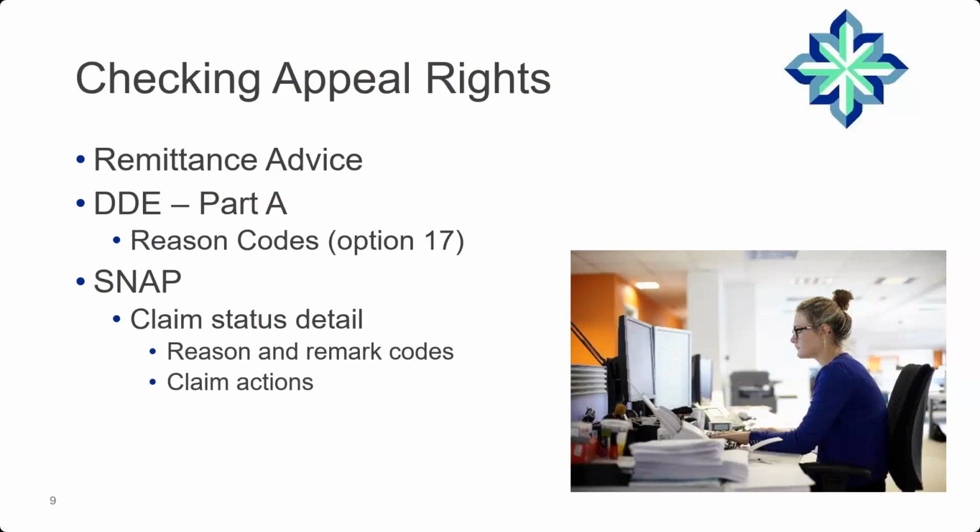If you're a Part A provider who bills in FIS, you can sign up for direct data entry. One of the options in DDE is to view the reason code, which will also display appeal codes. Lastly is the WPS Secure Net Access Portal, or SNAP. This is normally just referred to as the portal. Here you have the ability to view the status of your claims, and then within the claim status detail view, you're going to find reason and remarks codes that give you information regarding claim payment, as well as claim action buttons for starting the redetermination process.